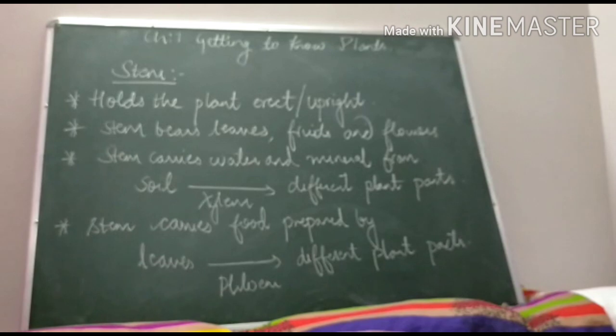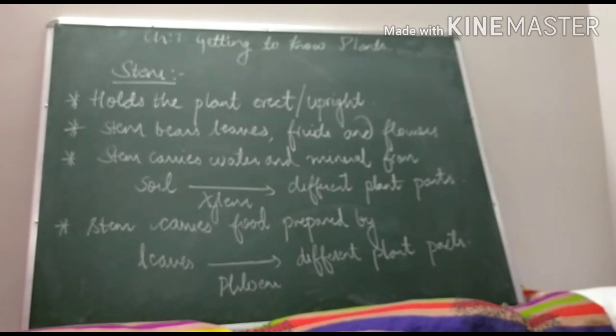डिफरेंट प्लांट पार्ट्स में थ्रू स्पेशल ट्यूब्स नोन एज जाइलम. तो स्टेम का फंक्शन क्या है? वाटर और मिनरल को सॉइल से लेकर जाना और डिफरेंट प्लांट पार्ट्स को सप्लाई करना through special tubes, and those special tubes are known as xylem. Second function है stem का कि stem carries food prepared by leaves to different plant parts.